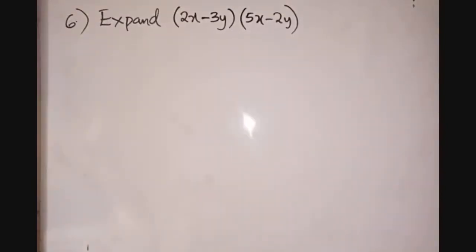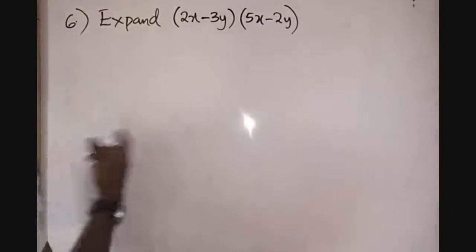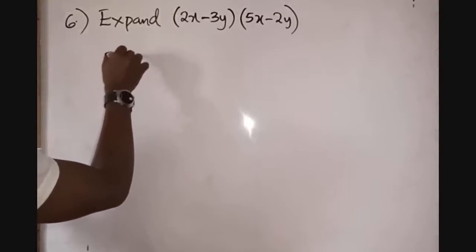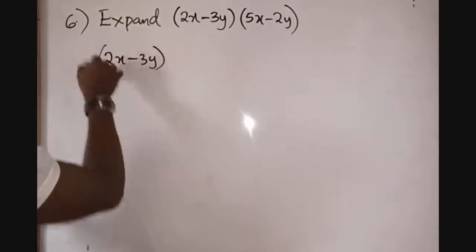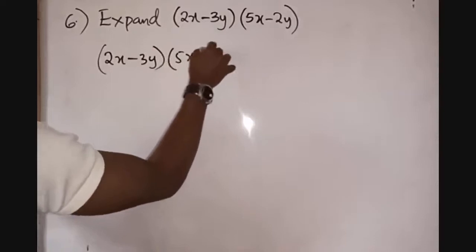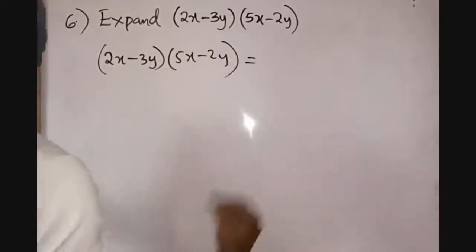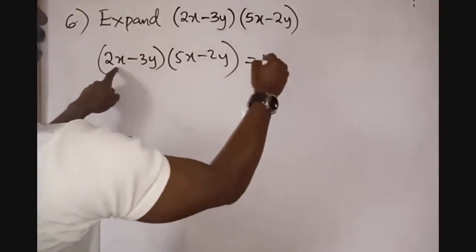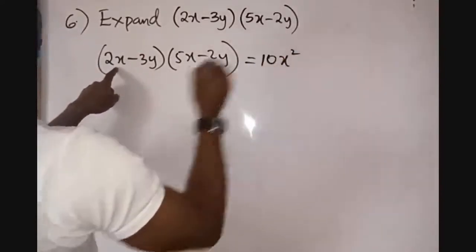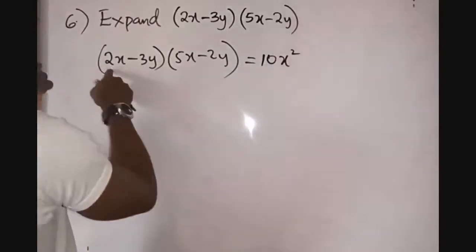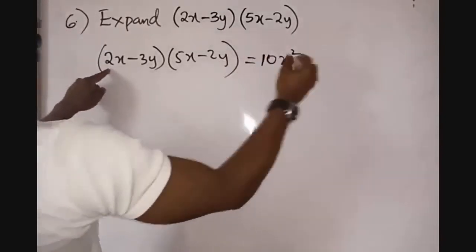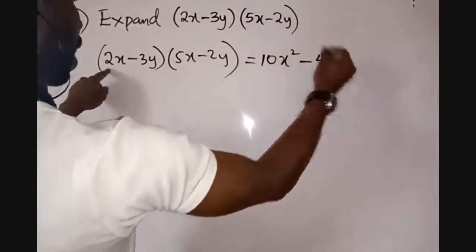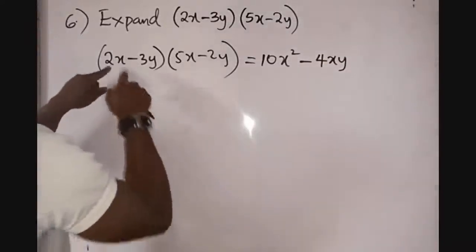All right, let's get to work. We have to expand this. I'll use one of the methods I used before. So I have 2x minus 3y and 5x minus 2y. I want to use the second method that I used. So this multiplying this will give me 10x squared. This same number multiplying this one will give me minus 4xy. You just have to be careful, and that's all it takes.